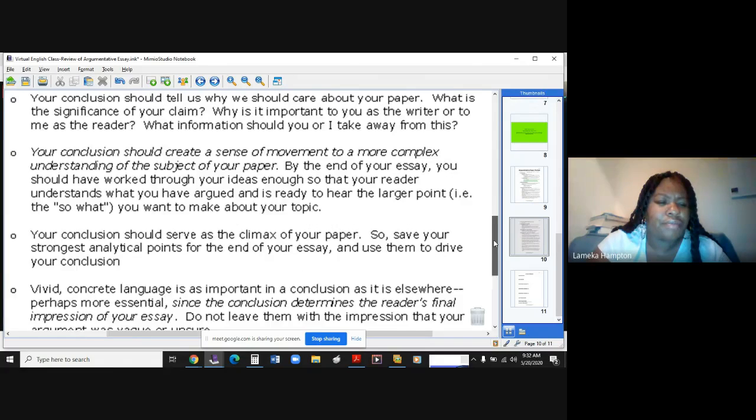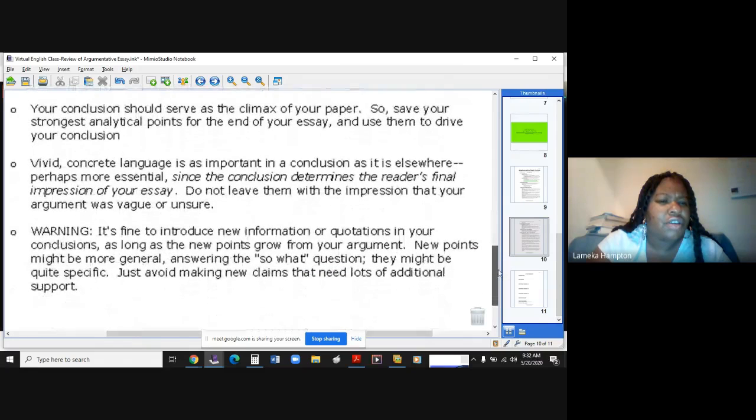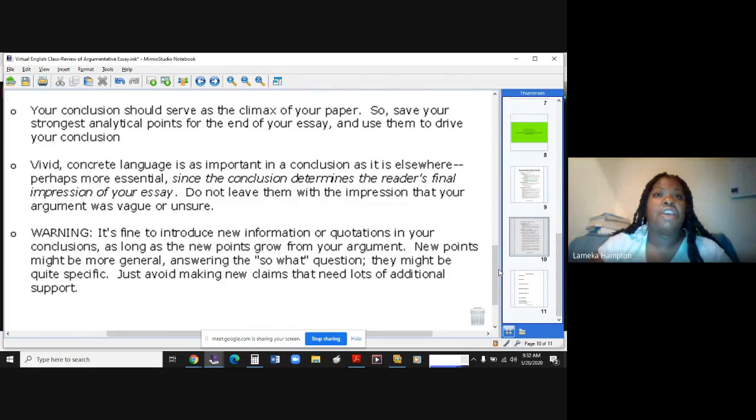All right. And there are some other things. Vivid, concrete language. Again, you have to know your parts of speech. And I know that sounds very elementary. I know that sounds very like, oh my God, I don't know. But you must have a strong grip and a foundation on the 8 parts of speech. Using vivid, concrete language, you want to use descriptive words. You want to use words that bring your essay to life. Vivid, concrete language is as important in a conclusion as it is elsewhere, perhaps more essential, since the conclusion determines the reader's final impression of your essay.